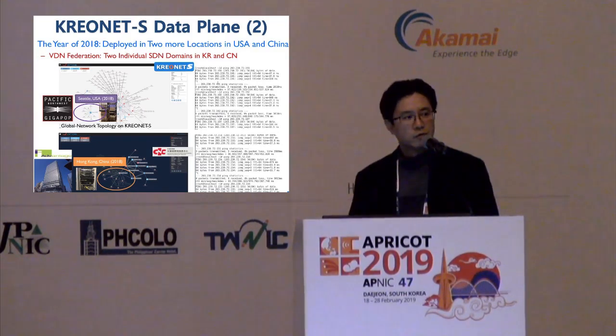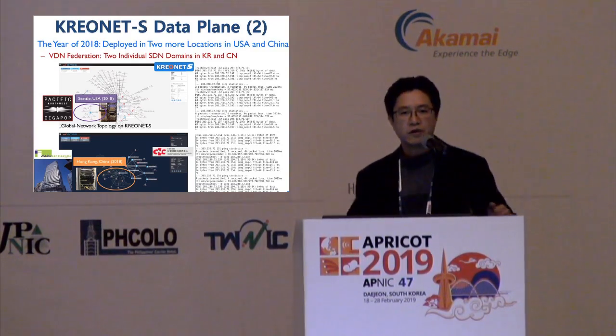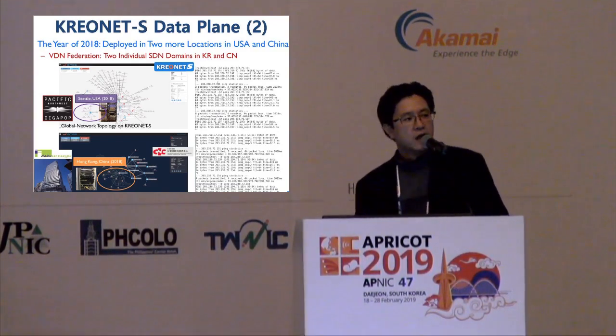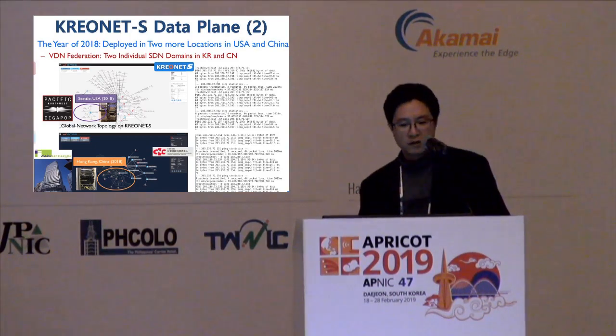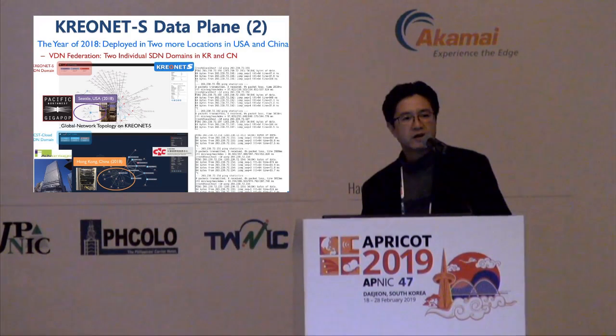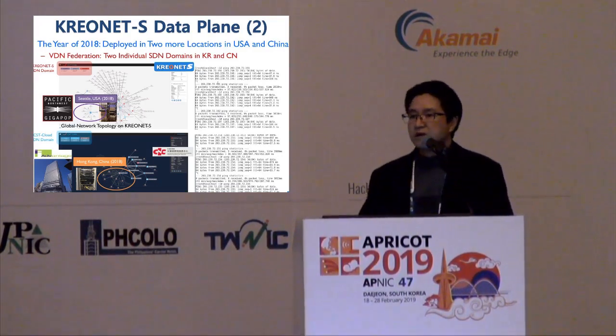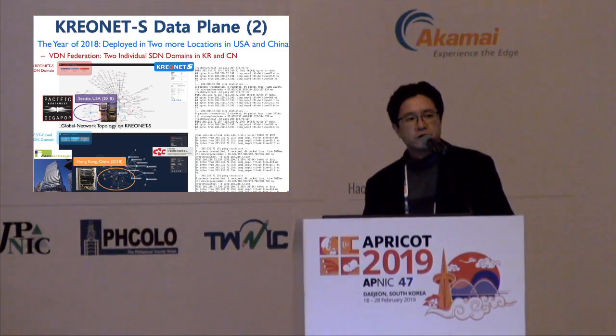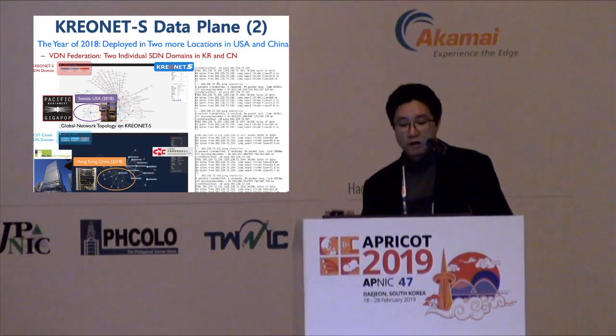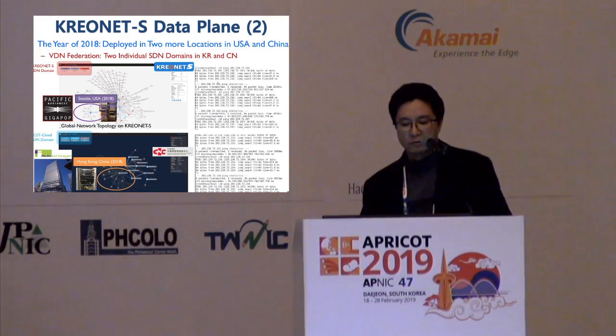So we need a way of connecting those two individual SDN control domains. So we used the VDN federation technology we developed. Those two network domains, KREONET-S and CSD Cloud SDN domains, were federated and connected with each other, and it is operating very lively now. As you can see here on the right side, the successful ping test result has been shown. So you can easily see how those two networks are federated and operating now.